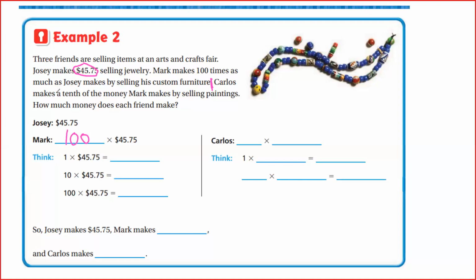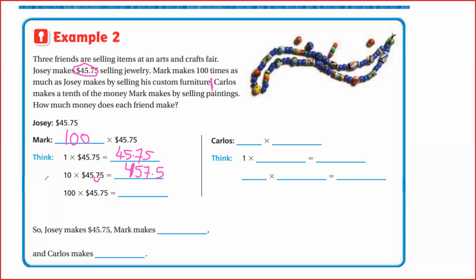So how will I find the answer? Here, 1 times 45.75. It will be the same. Okay, the number, but now times 10. Where should I move the decimal point? 1 digit. To the left or to the right? To the right. Bravo. So the number will be 457.5.